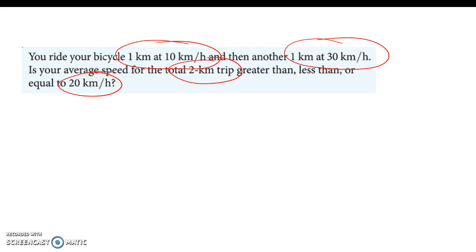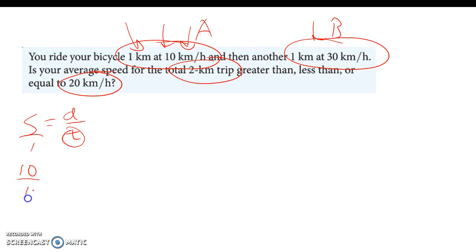Now to do this, we have to do a little bit of work because we know speed is distance over time, but we got to look at this and this as separate situations. So we know distance and we know speed. So we're going to solve for time for both A and B. So for A, our speed is 10 over 1, our distance is 1 kilometer over t. So it's going to be 10t is equal to 1. We divide by 10. T here is 0.1 hours.